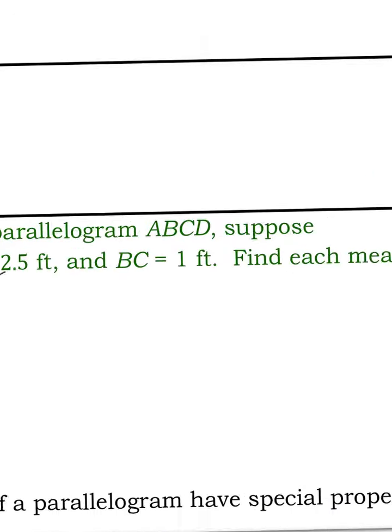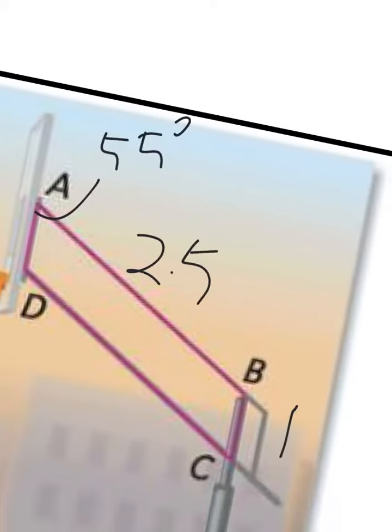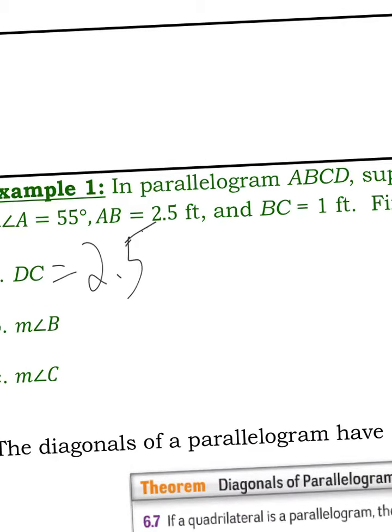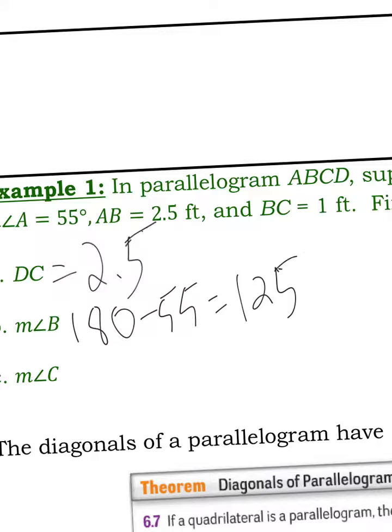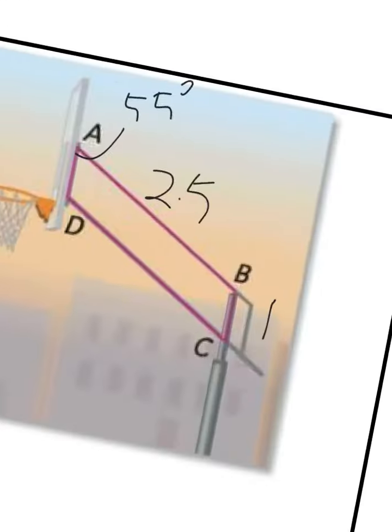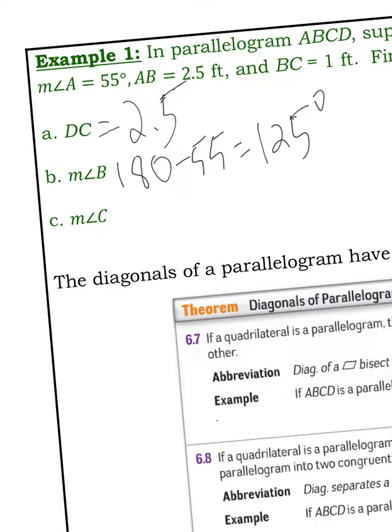Measure of angle B. Where is B? B is next to it. It's consecutive. Okay, so consecutive means it's supplementary. So supplementary adds up to 180. So I'm going to go 180 minus 55 equals 125 degrees. And then angle C is diagonal from it, so that means it's congruent, so angle C is 55 degrees.